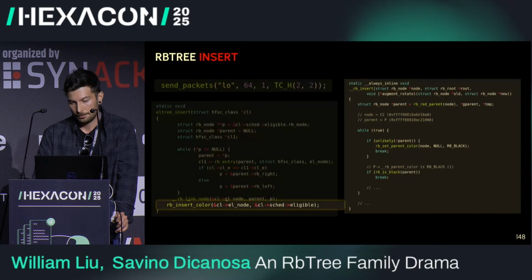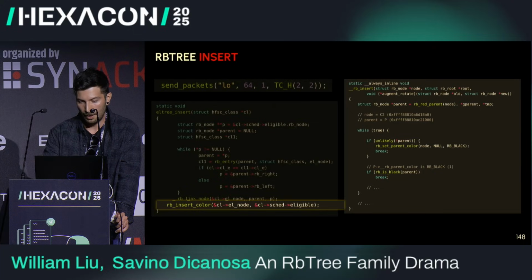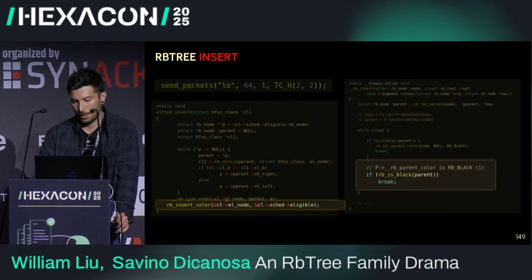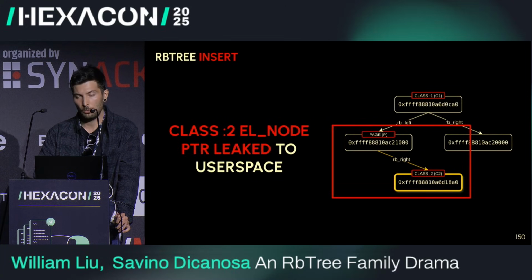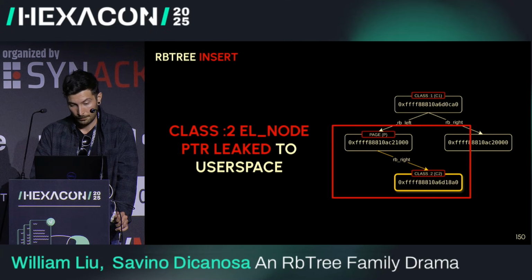Why do we care about this? Because when RB insert color is called, there is this check. And if the parent is a black node, and 1 means black node, the loop just breaks here, and the function returns to user space. So we just managed to leak a pointer, because the pointer was written into a controlled page.